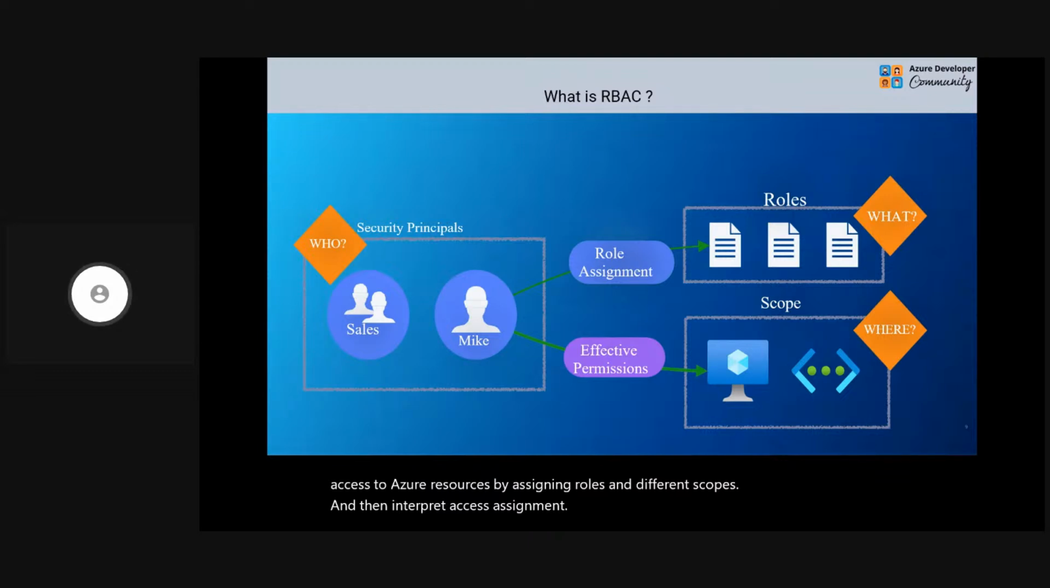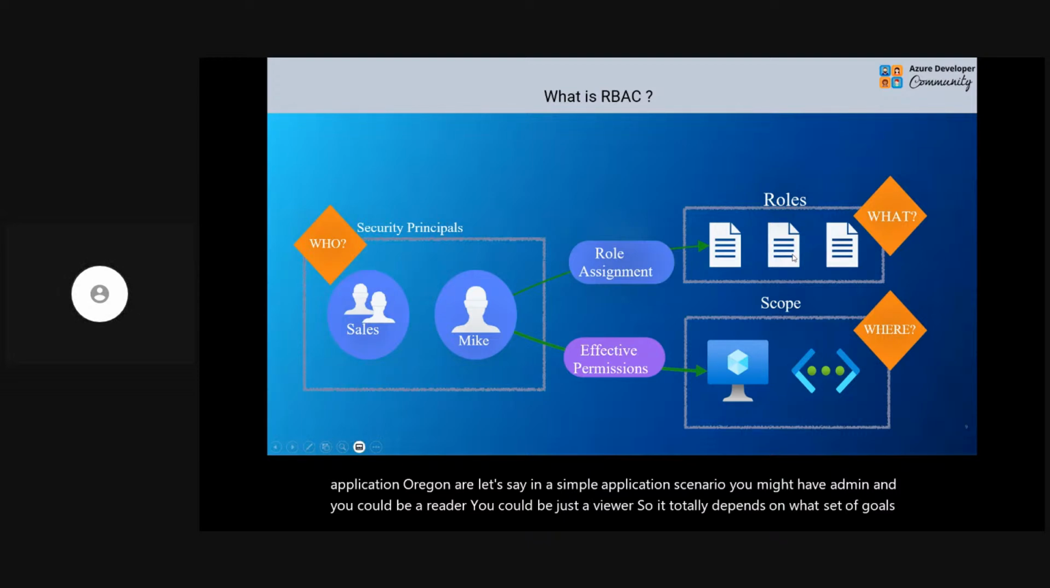Now, what is RBAC in a simple sense? We have different principals. These are identities. You could replace this with your name, and you are part of some sales group. So this is who you are. And then you have different roles. Let's say, in a simple application scenario, you might have admin, and you could be a reader, or just a viewer. It totally depends on what set of roles your system has.